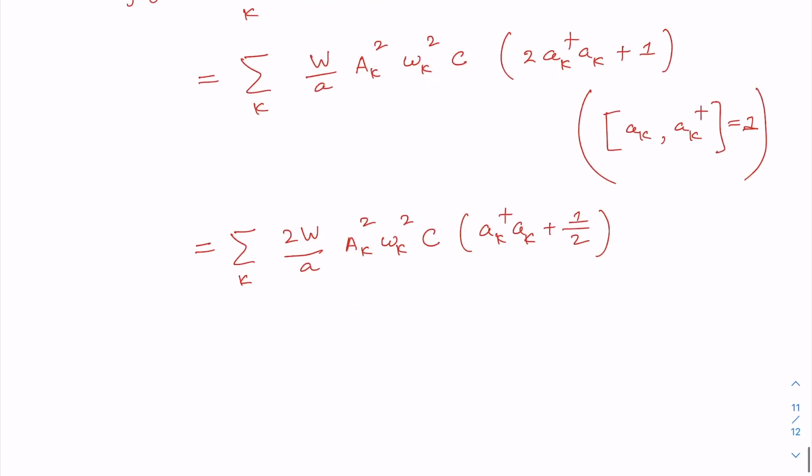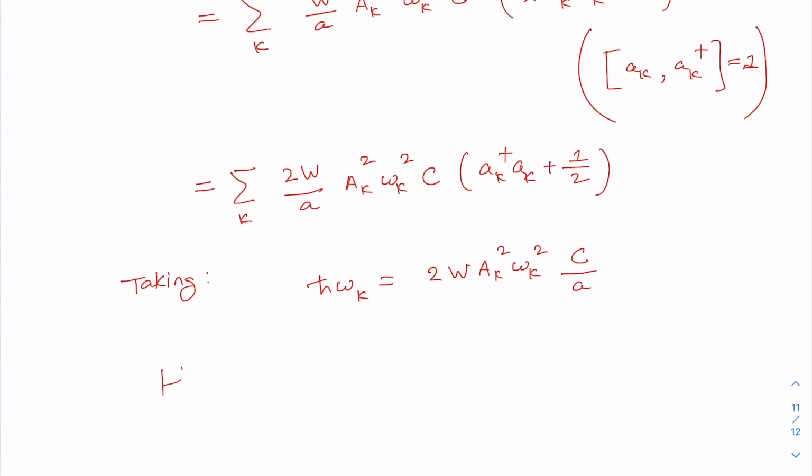Okay, now that's what we did in the class, taking h cross omega k is equal to 2W ak square omega k square C divided by a, we can write the Hamiltonian in the usual harmonic oscillator form. That would be summation over k h cross omega k, ak dagger ak plus half.